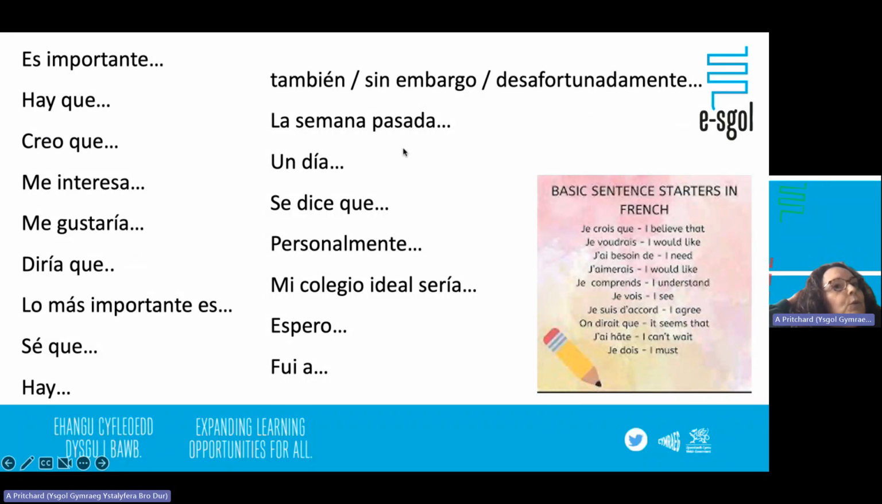Another important thing to learn would be time phrases, such as la semana pasada, ayer, el año pasado, and so on, just to show that you can talk about the past tense. And the same thing for the future. So mañana, el año próximo, un día, just to be able to talk about the future as well.